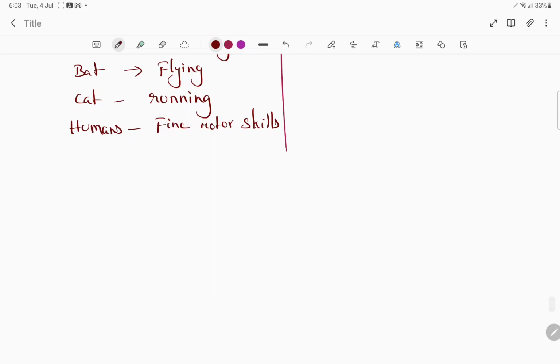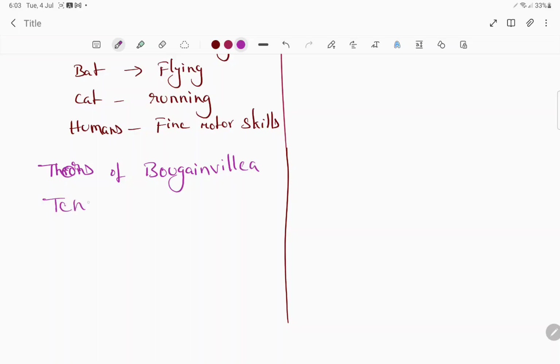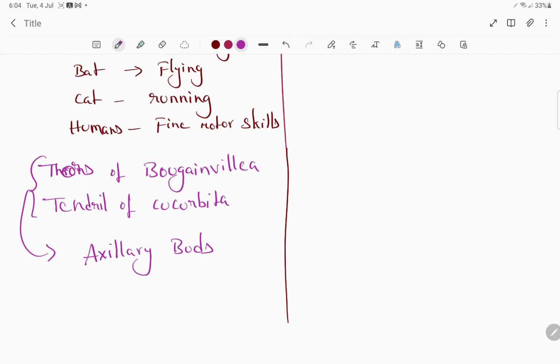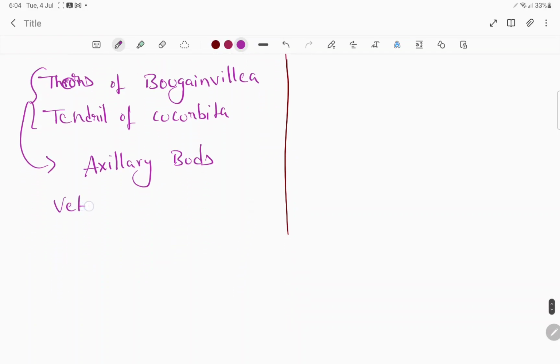Homology is also exhibited in plants, such as the thorns of bougainvillea and the tendrils of cucurbita, which are homologous. They both came from axillary buds, but they perform different functions. The vertebrate brain and heart are also homologous.